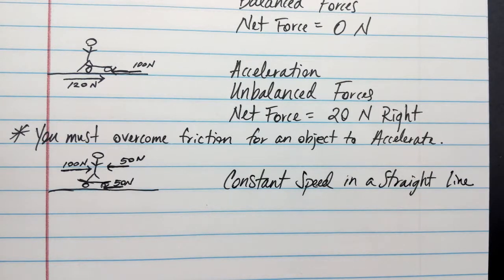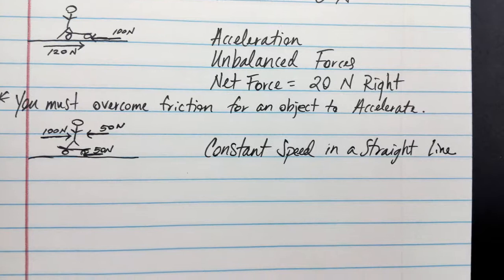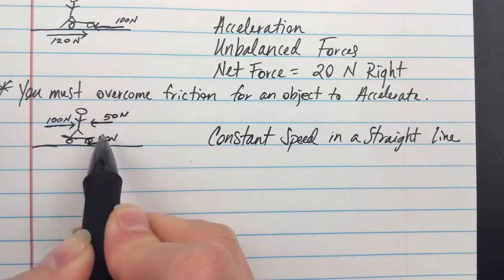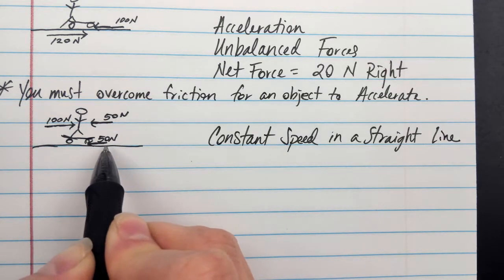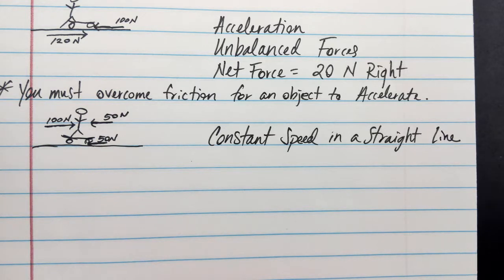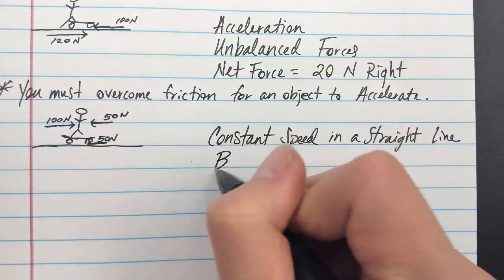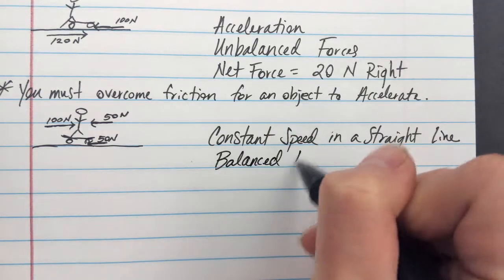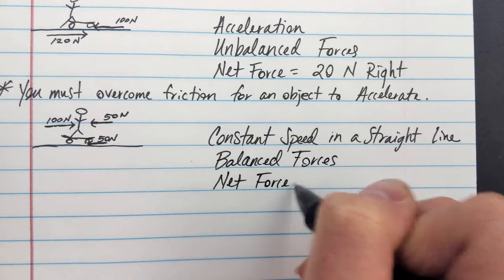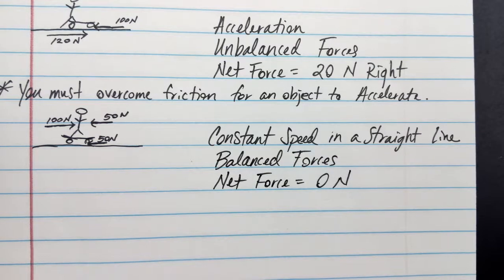He's not accelerating. He's just 50 newtons, 50 newtons. Make sense? So this is called balanced forces. And our net force is 0. Does that make sense? Okay.